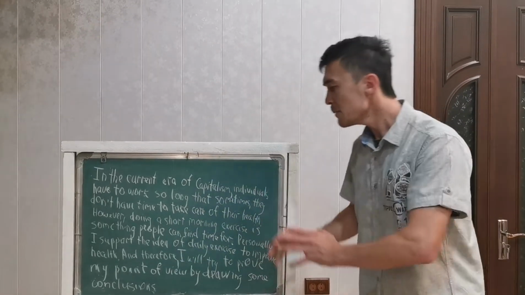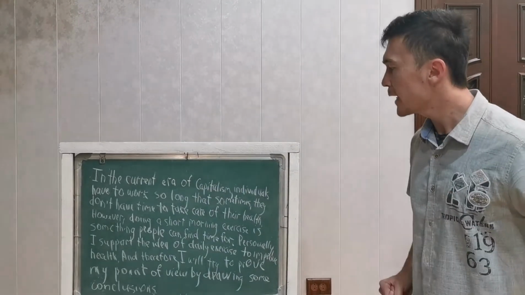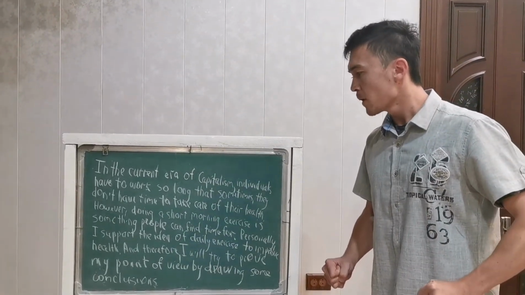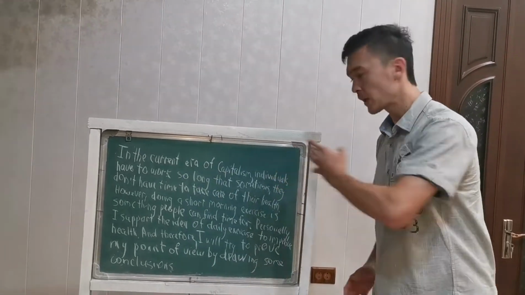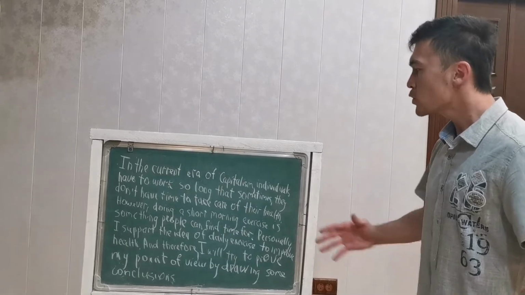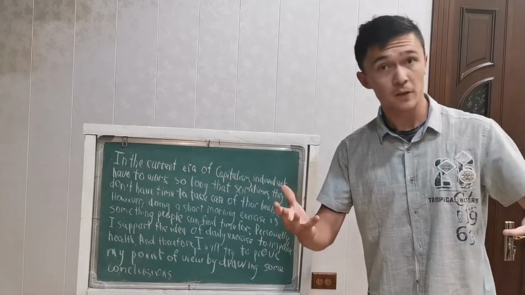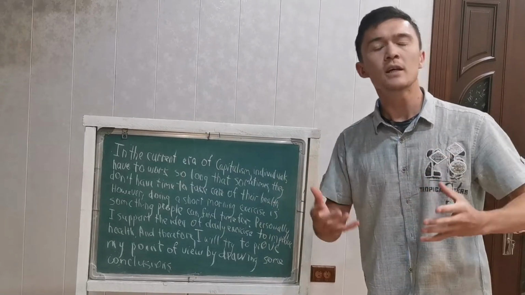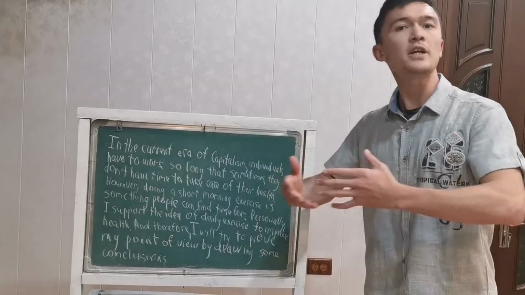So as you can see, I'm trying to give general information. So first of all, I'm trying to explain what type of economy we currently have, which is capitalism. I'm also trying to explain that because of capitalism, people have to work so hard that they don't have time for their health. So it's general information about people's current situation in terms of taking care of their health.